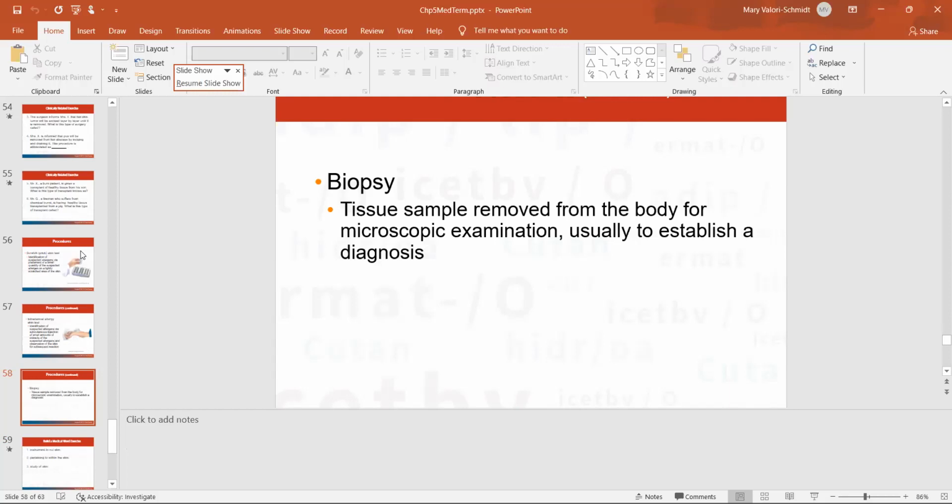We did already talk about biopsy. It's where we take a piece of tissue from somewhere in the body to send it to pathology to figure out a diagnosis, what's wrong with you.